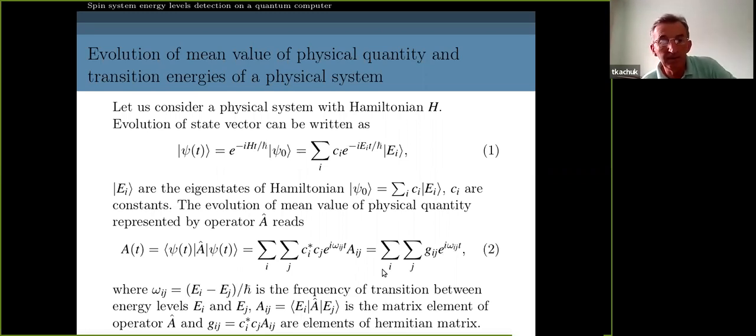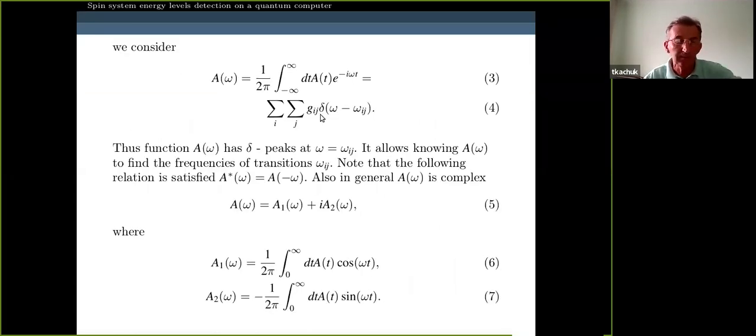Starting from some mean value, we can find its time dependence, and this time dependence contains frequencies related to differences between energy levels. Then when we consider the Fourier transformation of this time dependence, you find that it has sharp peaks at these frequencies. So from these peaks you can find the transitions between energy levels. So the idea is the following: when you want to find transitions between energy levels, you find on the quantum computer the time dependence of the mean value. Then you use the traditional classical Fourier transformation, and from the peaks you find the result which you want.